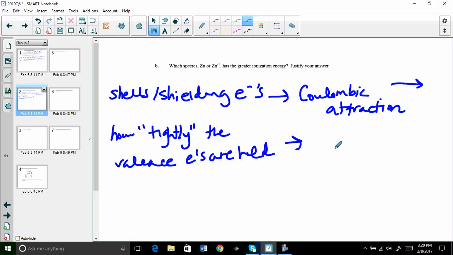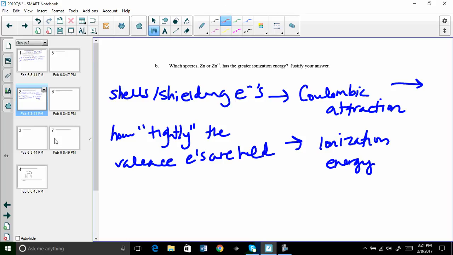After that, how this affects ionization energy. In other words, if the valence electrons are held really, really tight, it takes more energy than if they're not held as tightly. So remember, all chemistry essays can be answered in 1, 2, or 3 sentences.